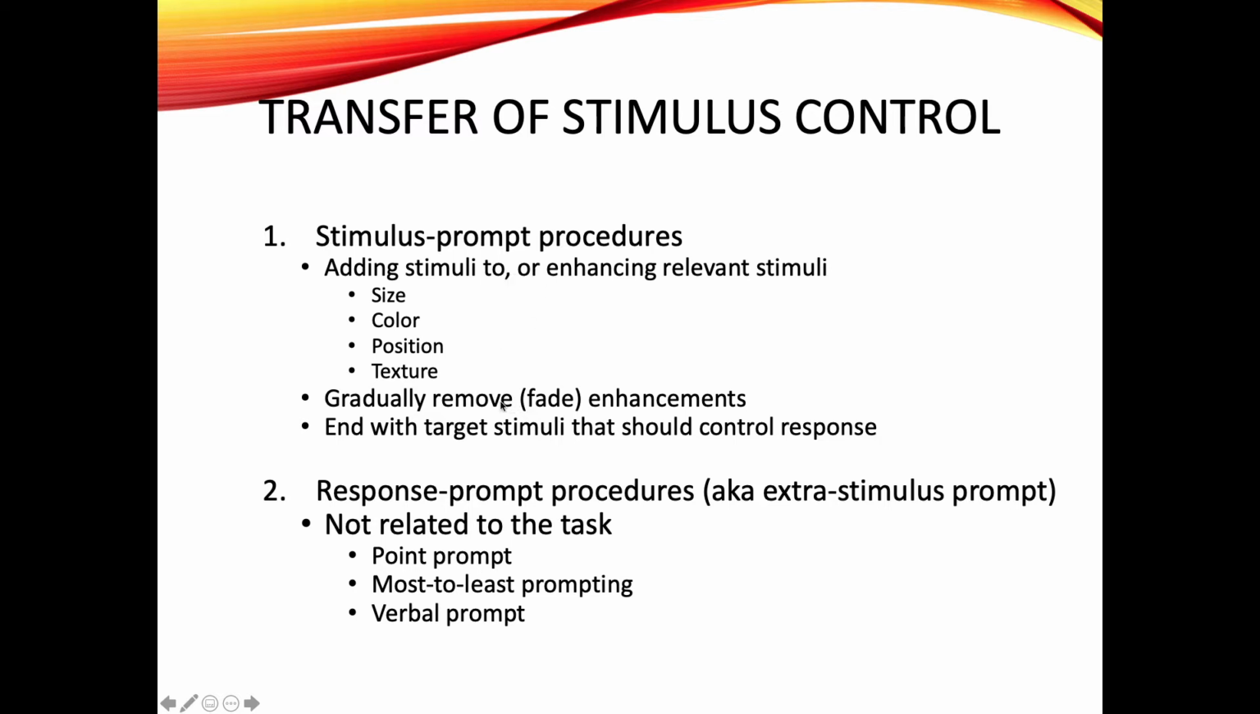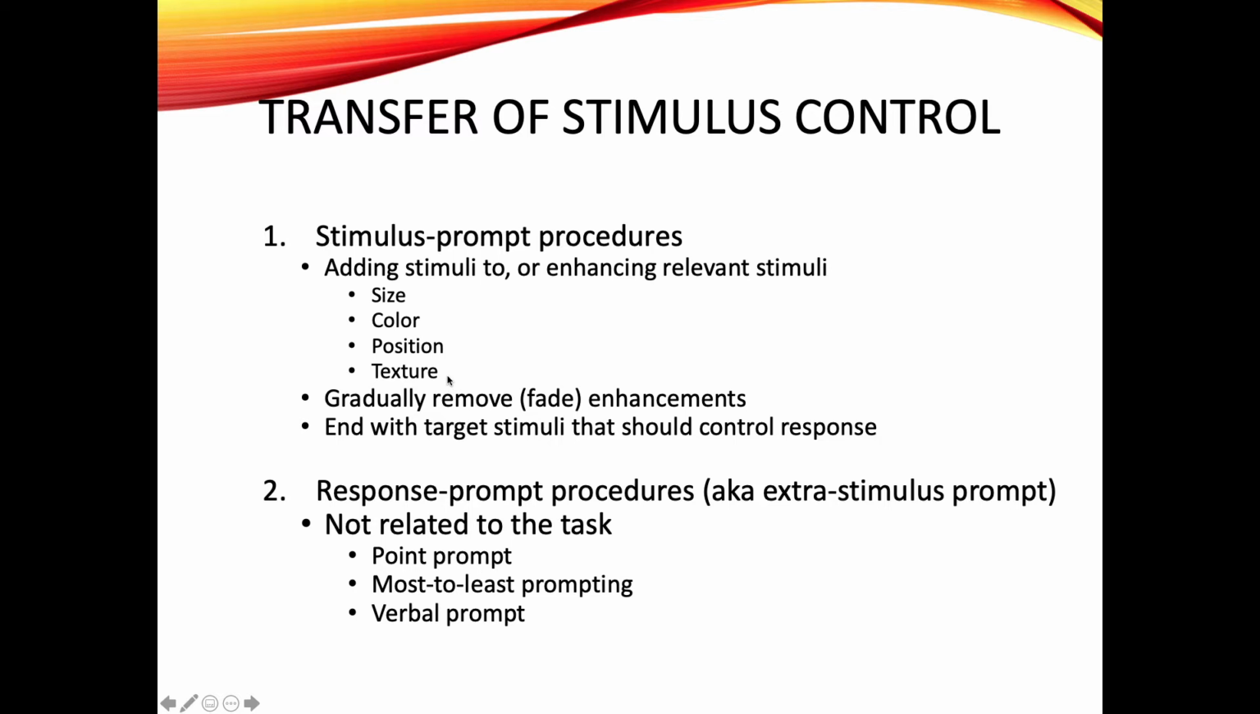So thinking back to that last example, if you want to teach discrimination between the numbers 1 and 2, and you want the features of the 2 to control responding, if they're not initially, we enhance them in some way. Those enhancements may control the responding during our initial teaching trials, but we need to transfer them. So we need to gradually remove these enhancements.